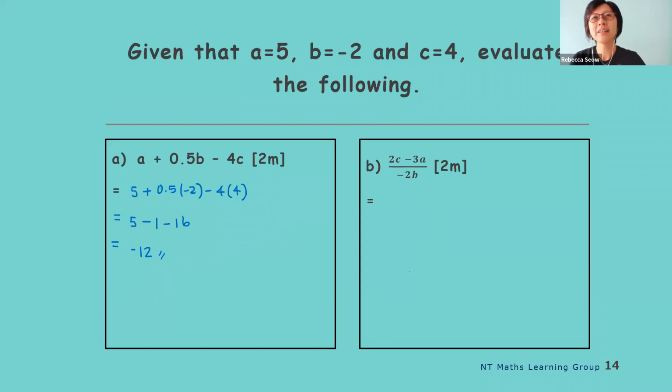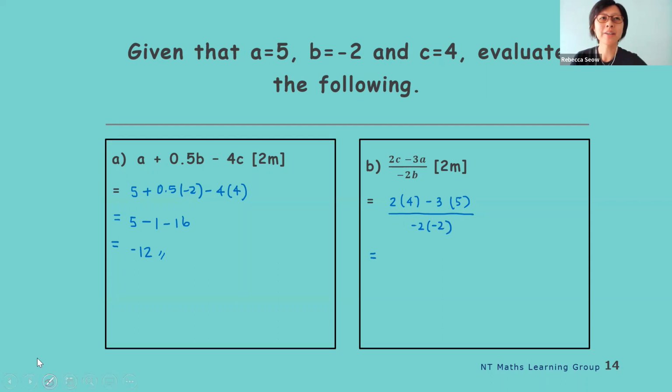Okay, and for B, we have (2C - 3A) out of -2B. Let's substitute everything. So the first step of substitution, actually, we don't need to really consider the question too much. We just put in whatever that we see over there first before we see how we need to work out the next part of the question. Okay, so first step is always easy. We just put in the value wholesale. Then we work out bit by bit.